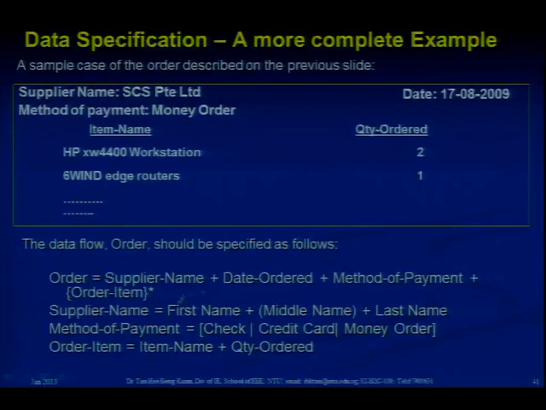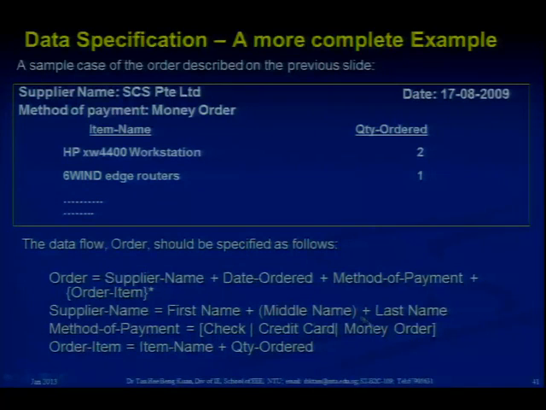Then after that, we will define each component in terms of lowest level data items. Earlier our assumption said that supplier name may have a first name first, then definitely we have a last name at the end, but middle name is optional, so we define accordingly over here. Middle name is optional, so we put it in a rounded bracket, and method of payment is one of these three: check, credit card, or money order. So we define accordingly.